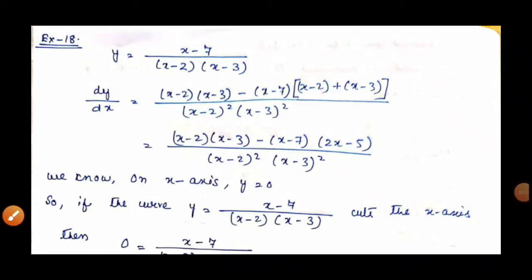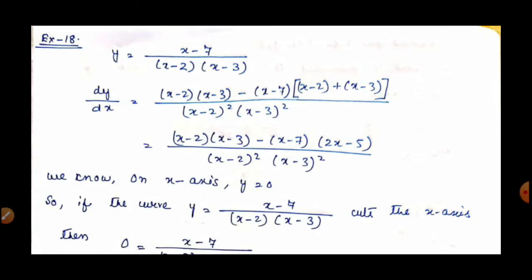Good morning everyone. Example 18. Find the equation of the tangent to the curve y is equal to (x minus 7) by (x minus 2)(x minus 3) at the point where it cuts the x-axis. That means we have to find the equation of the tangent to the given curve at the point where the curve touches the x-axis. So for that, first of all we have to differentiate the given function.